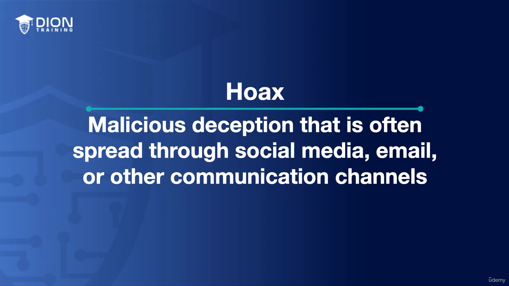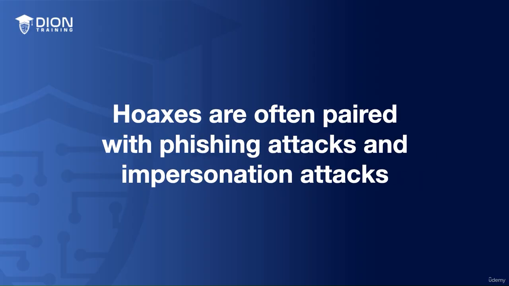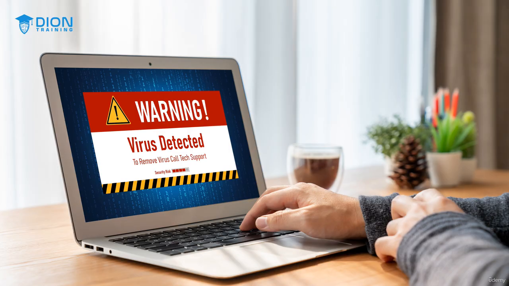Second, we have hoaxes. A hoax is a malicious deception that is often spread through social media, email, or other communication channels. While hoaxes may seem harmless, they can cause significant disruption and panic and are sometimes used to spread malware or phishing attacks. Hoaxes are often paired with phishing attacks and impersonation attacks. For example, if you are using a Mac system and you receive an alert through your browser that your Windows has been affected with a virus, that will be a clear indication that it is a hoax, since Windows malware cannot be used to affect a Mac OS or Linux-based system.